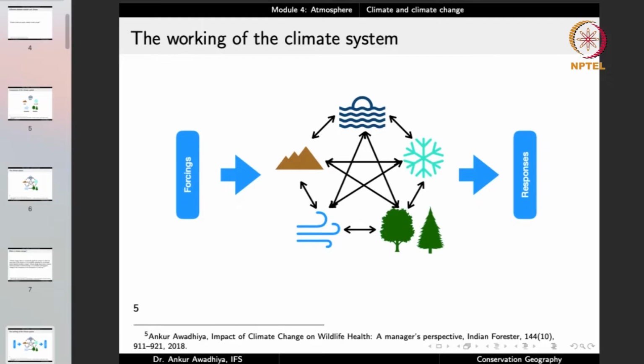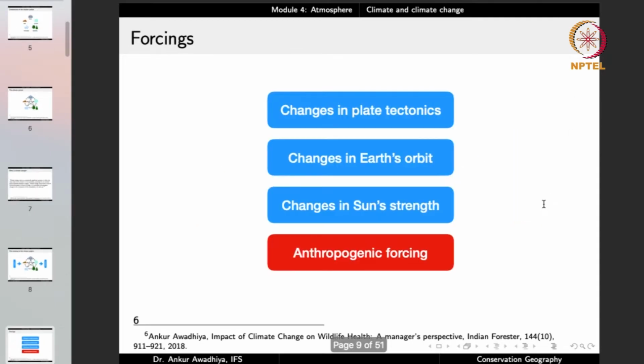And in this case, we can talk about the working of the climate system. So we talked about the 5 components. If there is a forcing, if there is something that forces the system to change, there will be certain changes that are known as responses. And these forcings can be things like changes in the plate tectonics. When we were talking about plate tectonics, we said that when plates collide with each other, they can result in orogenic changes, that is the creation of a new mountain, or even epeirogenic changes, that is creation of a new continent, or we can have subduction, in which case the crust gets destroyed.